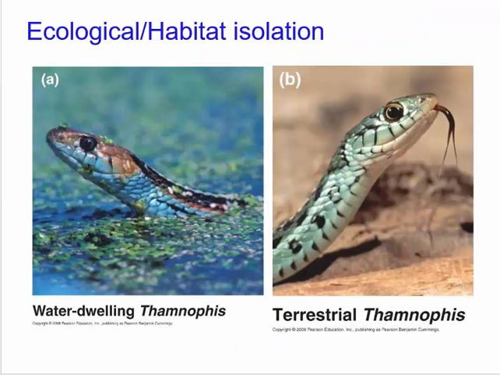The first one is ecological or habitat isolation, which we've already talked about several times, where you have different populations initially utilizing a different niche. This is driven by disruptive selection, and then we start to see speciation occurring. So if these snakes live in water and these guys live on land, they're not going to have occasion to bump into one another and mate.